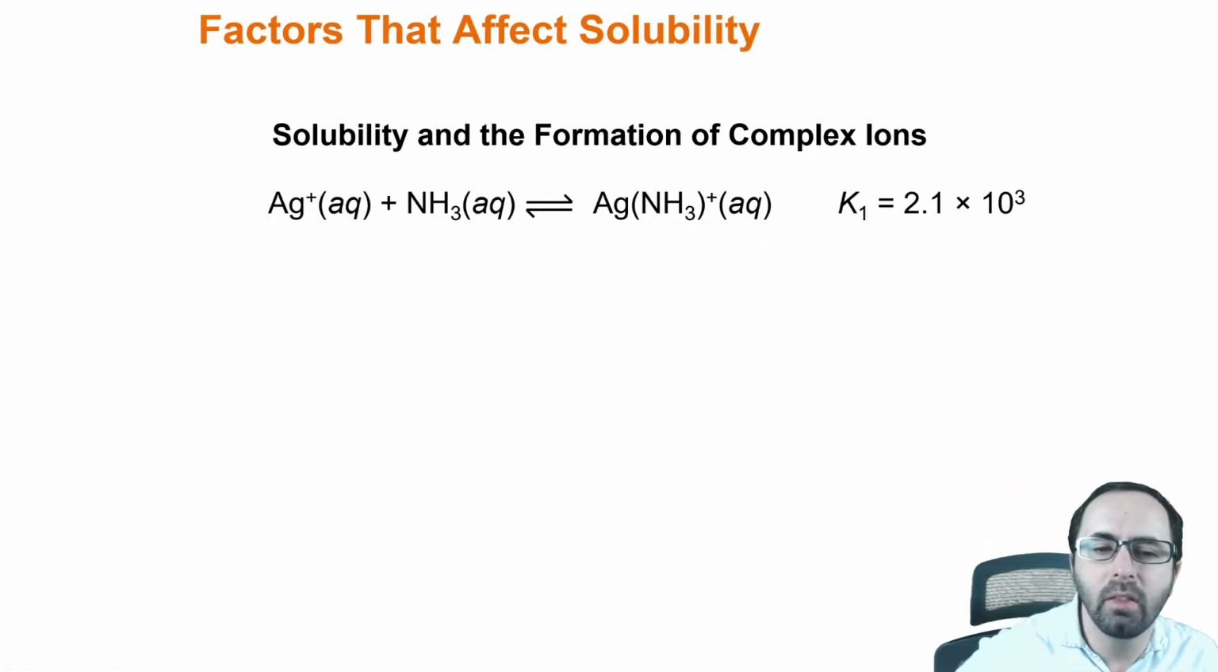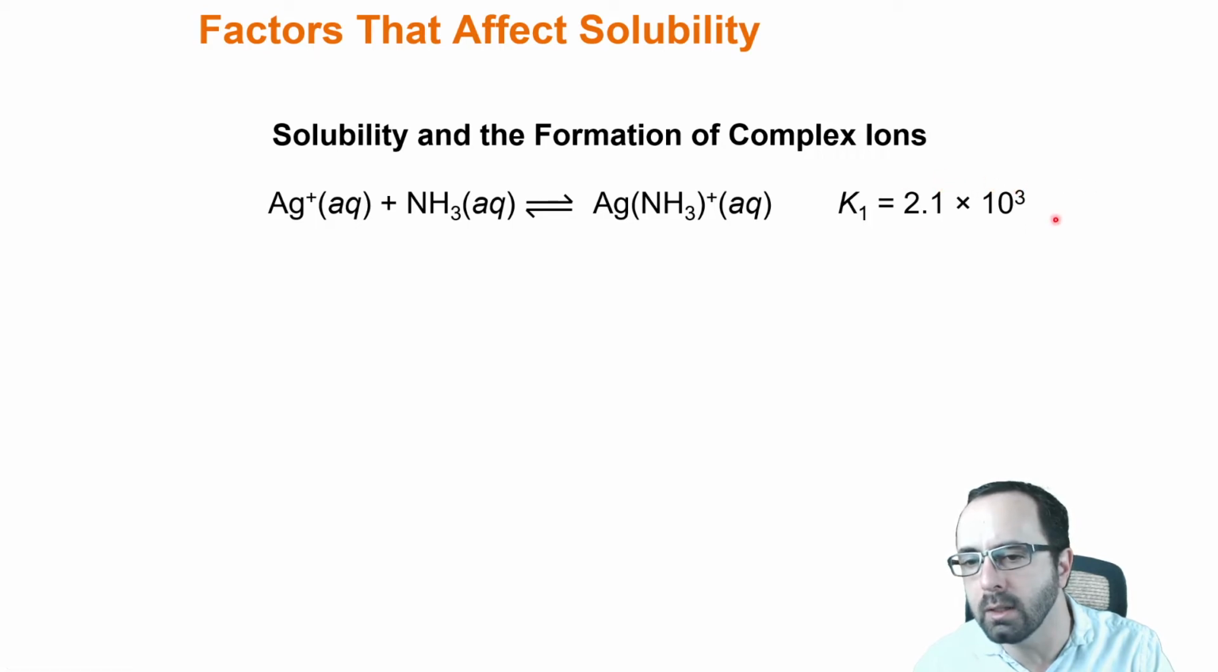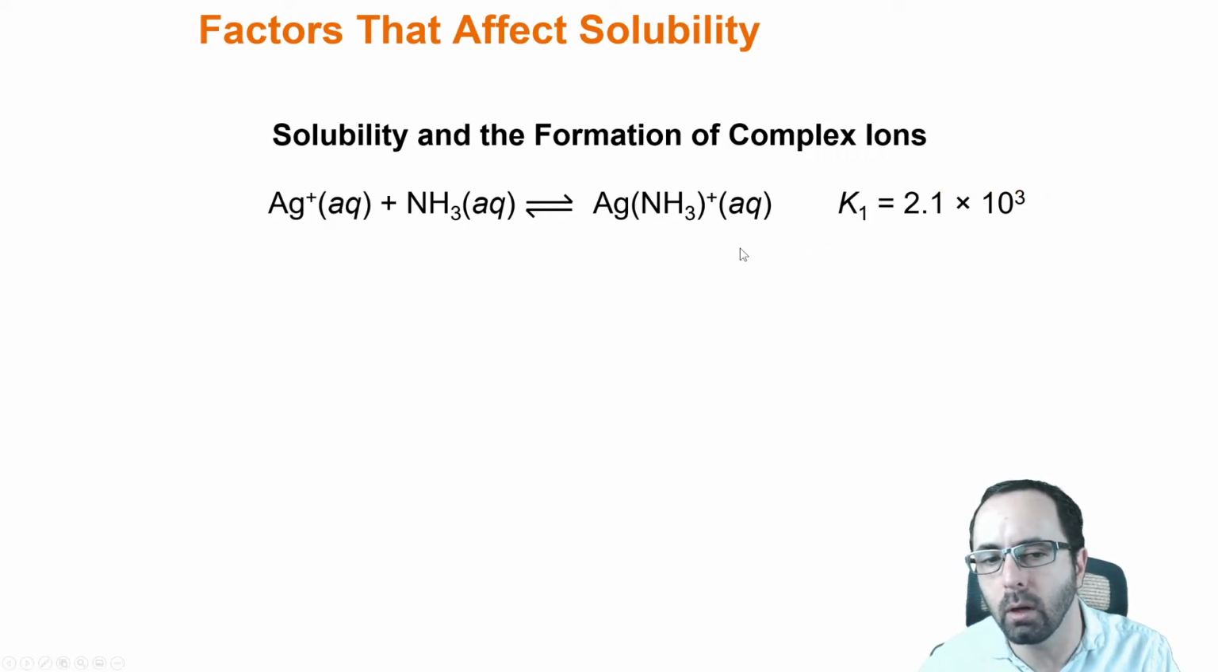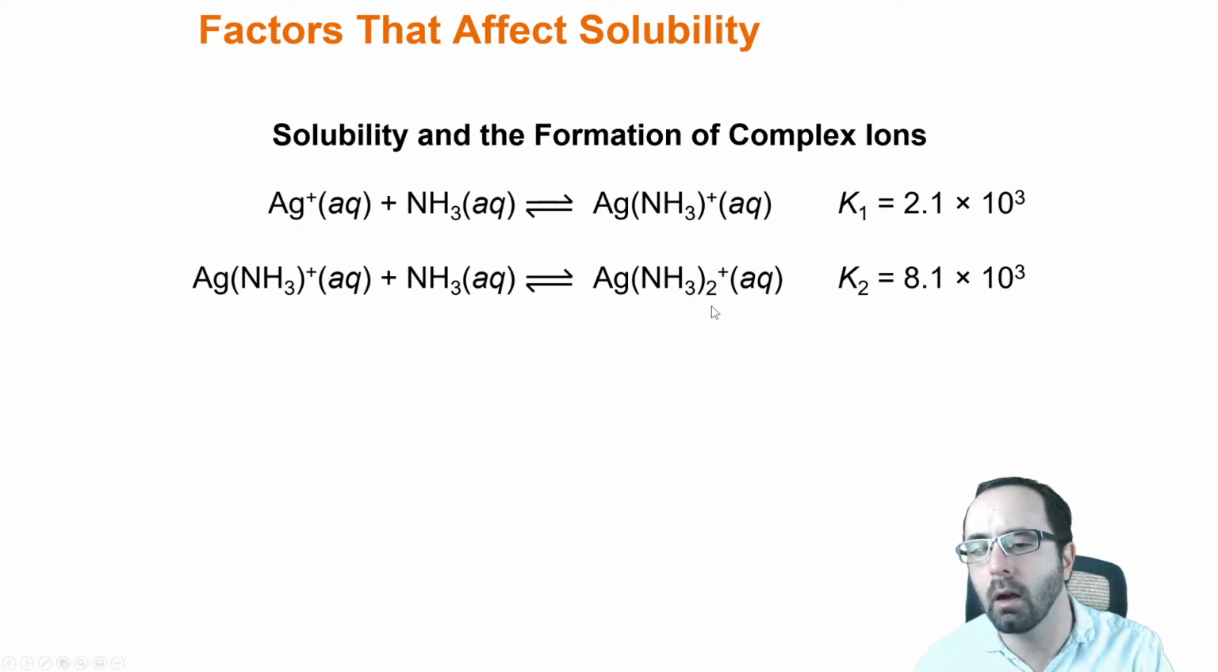And so notice here we have a silver ion. This can form a complex with amine ligand. Here is showing it just taking one amine ligand. We're going to call the K for this equilibrium K1, and it is about 2100. Then this complex can itself grab another amine ligand and have a diamine silver complex. And so here's a second K for this reaction.